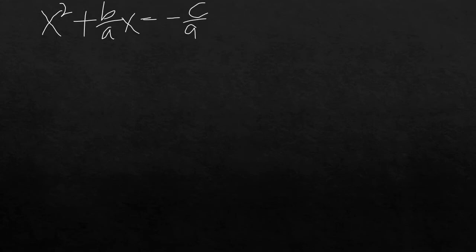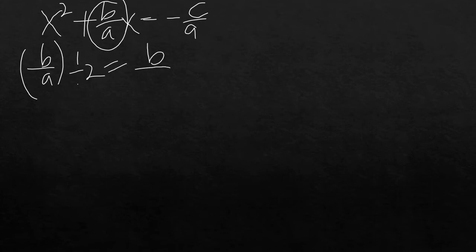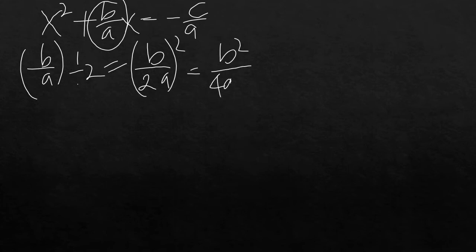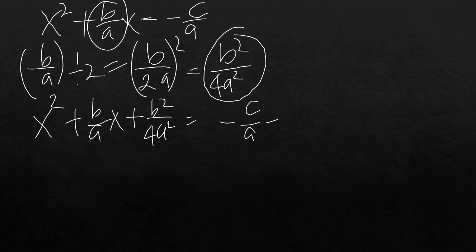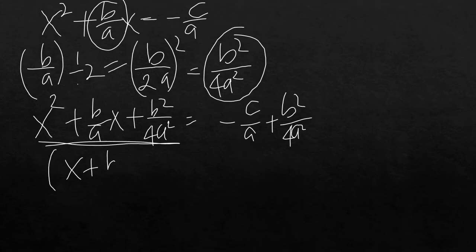So let's continue. Using the completing the square method, we take the coefficient of x, which is b over a, divide it by 2 to get b over 2a, and square this, giving b squared over 4a squared. Now we add this value to both sides of the equation. x squared plus b over a x plus b squared over 4a squared equals negative c over a plus b squared over 4a squared. After that, we can simplify the left side into x plus b over 2a squared.